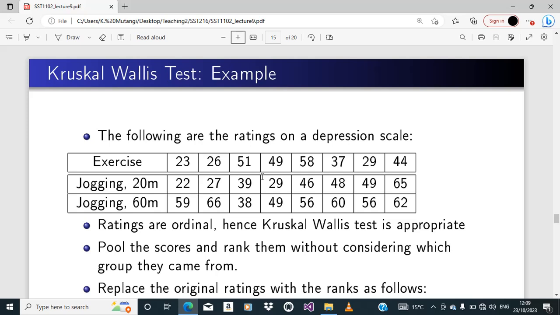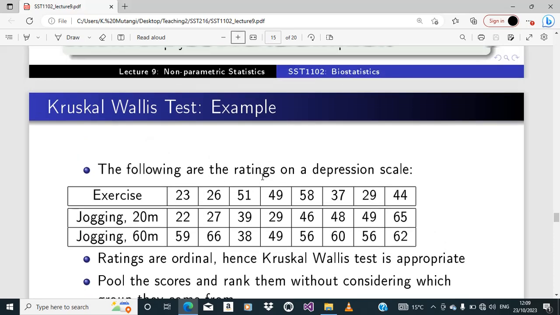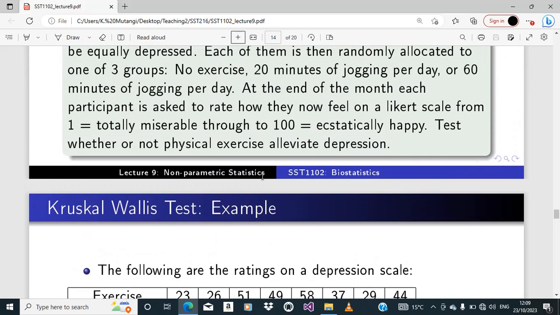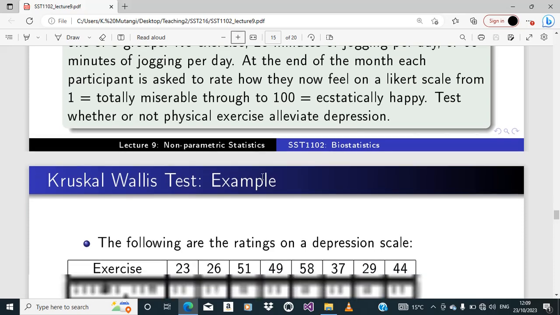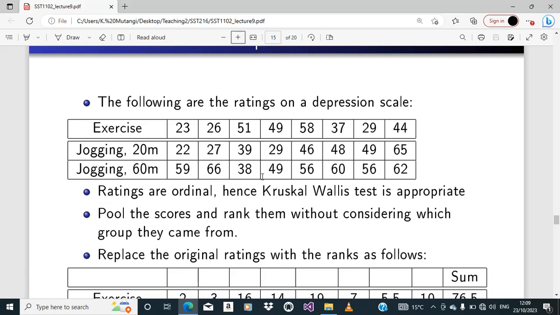This is the data. You have about 8 observations in each of these categories. That is what we have. You are to test whether or not physical exercise alleviates depression. So the ratings are ordinal, hence a nonparametric test is appropriate.